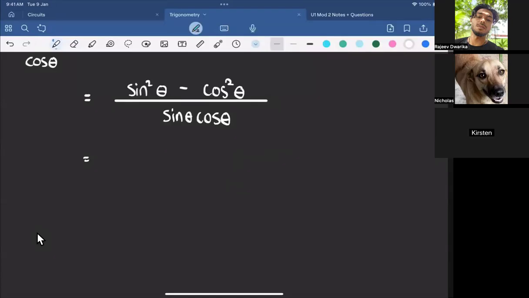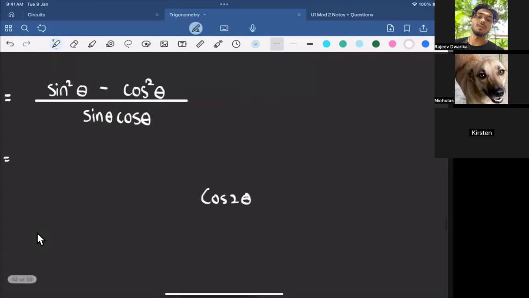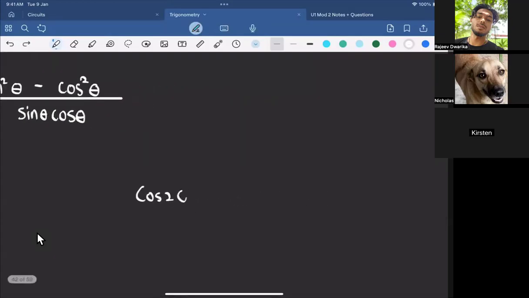So far, the ones we learned today in class, we looked at cos A plus B, sin A plus B. We also looked at sin 2A and cos 2A. Cos 2A is cos squared A minus sine squared A. So if I write that in terms of theta, cos 2 theta is equal to cos squared theta minus sin squared theta, right?